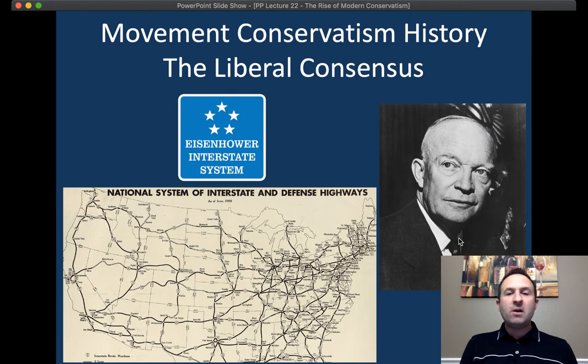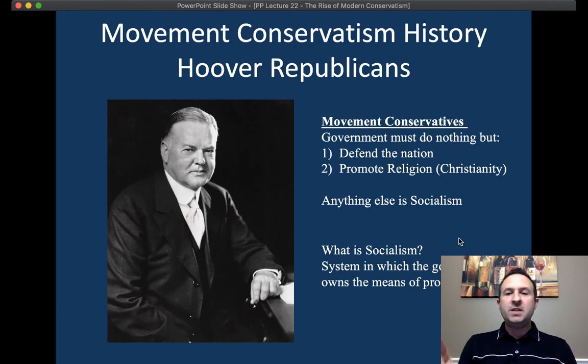While most all Americans did like this new government, there was a small group of businessmen who loathed it. They loathed the idea that government bureaucrats could tell them how to run their business, these quote-unquote Hoover Republicans. They wanted to go back to the world of the 1920s, which of course was going back to the world of the Gilded Age. They wanted to go back to when businessmen ran the government. They insisted that the government must do nothing but defend the nation, promote religion. And I say promote religion, but I do mean Christianity.